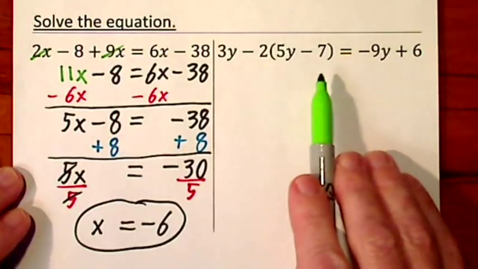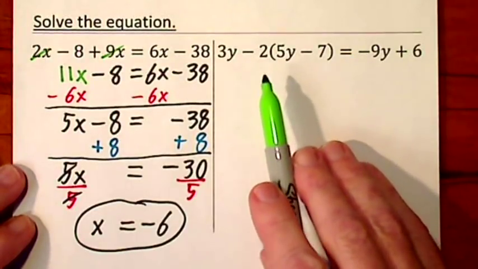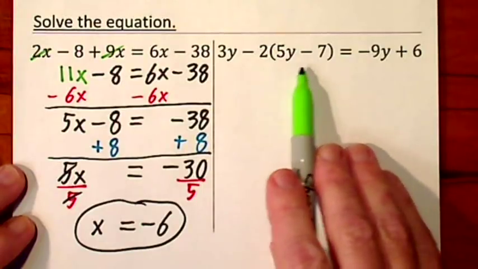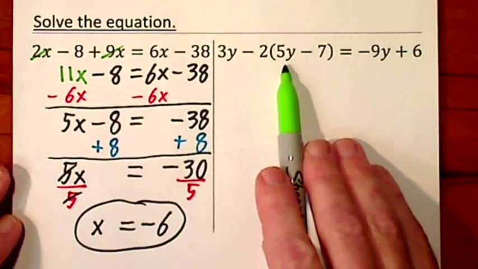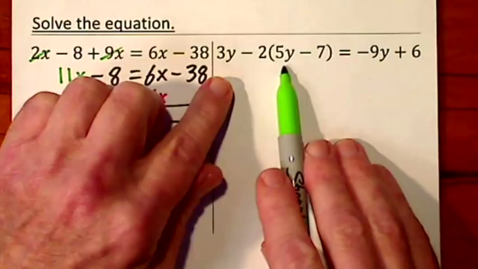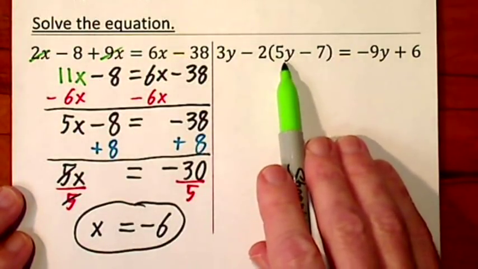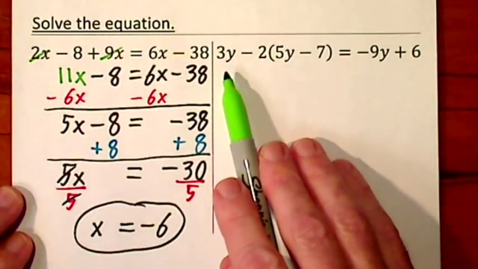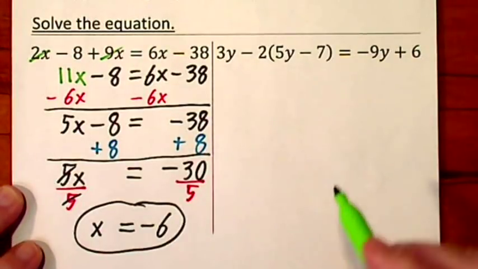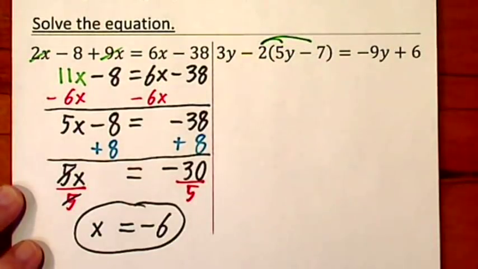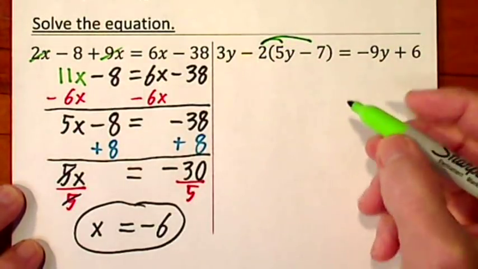Turning our attention over here. Again, we're going to want to clean up on one side of the equal sign if we can. We have like terms here, a 3y and a 5y, but this is inside parentheses. I can't just combine it with the 3y. I have to distribute the negative 2 to get rid of the parentheses, and then I'll be able to combine like terms.